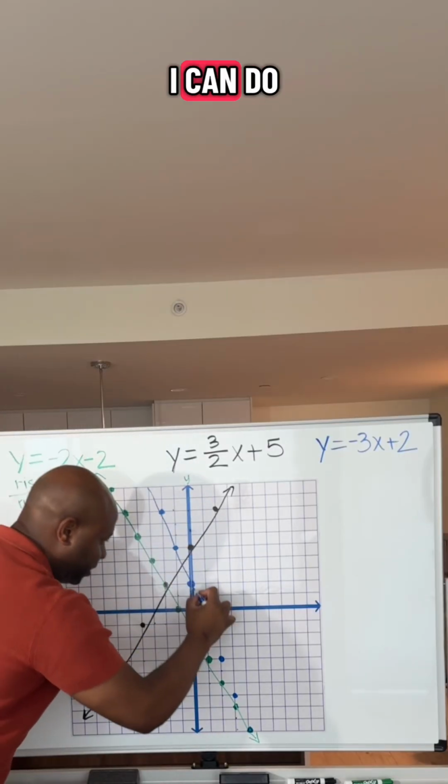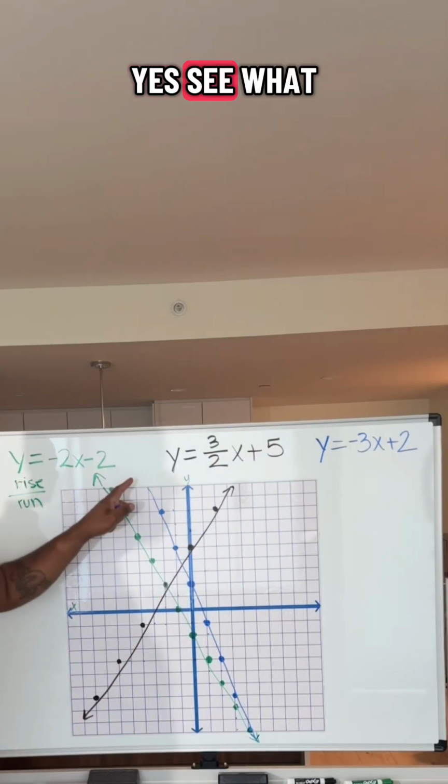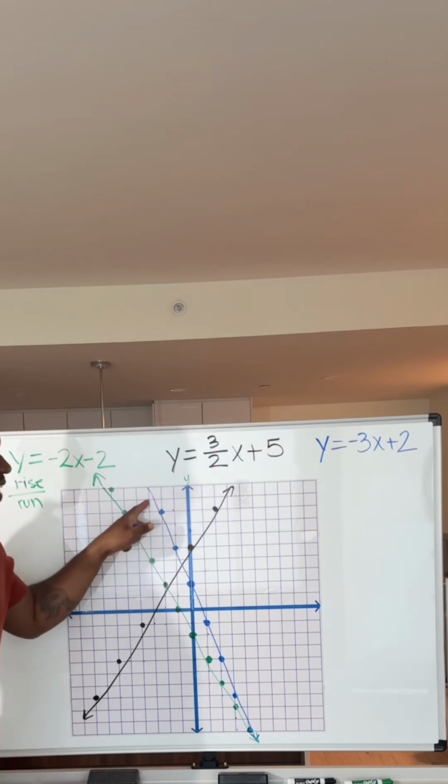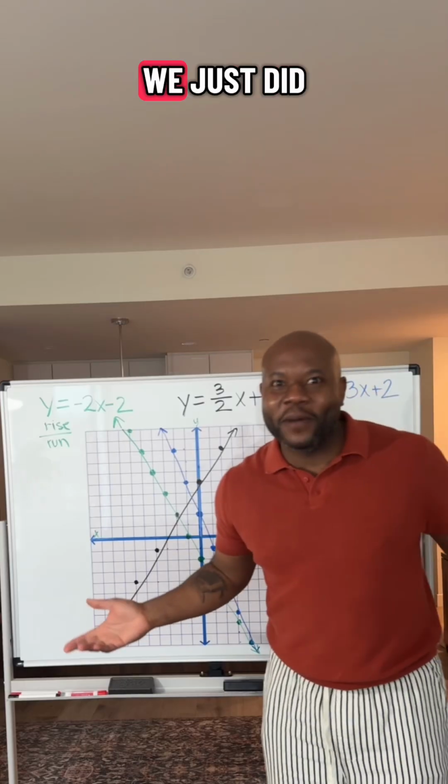I'm about to do this. I can do this. Yes! See what happens when you have a little confidence in yourself? That line ain't too shabby. Okay, I'm proud of me. Man, we just did that.